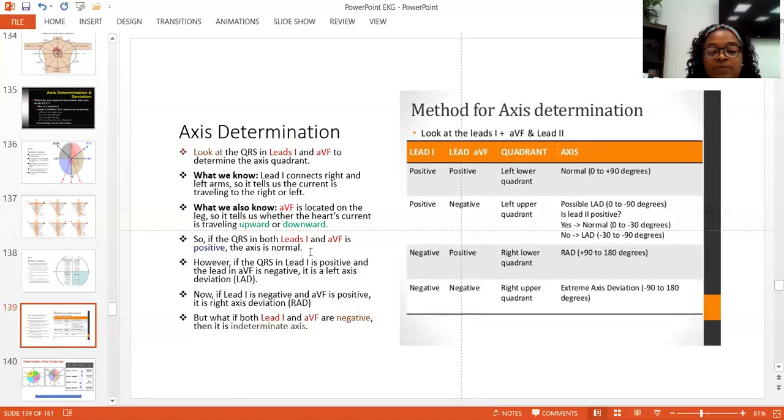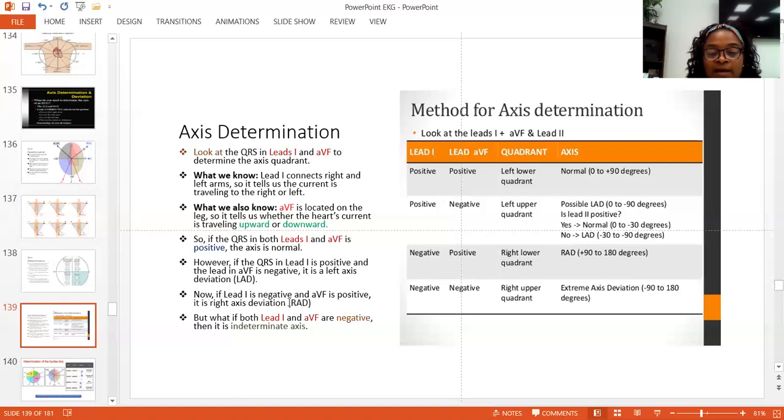So if the QRS in both leads 1 and AVF is positive, then you'll have a normal axis. And what I mean by positive is, remember when we looked at that QRS, if the R is pointing upward, then it's positive. However, if you have a QRS in lead 1 that is positive and your AVF is negative, meaning your lead 1 is pointing up and your lead AVF is pointing downward, then you have a left axis deviation. And it's abbreviated LAD. So if you see that, that's what LAD stands for, your left axis deviation.